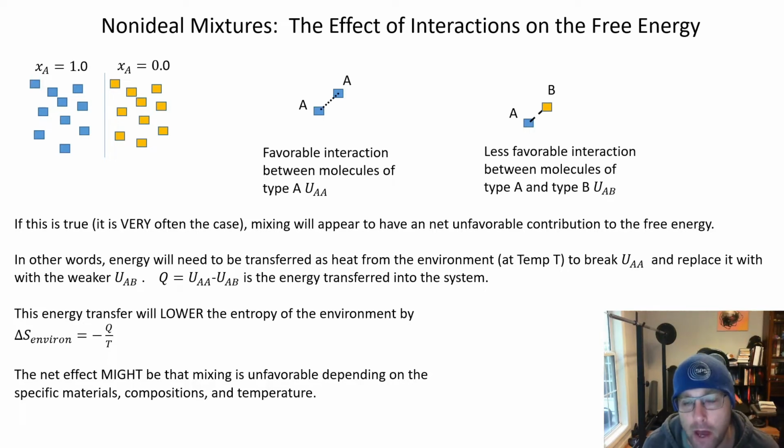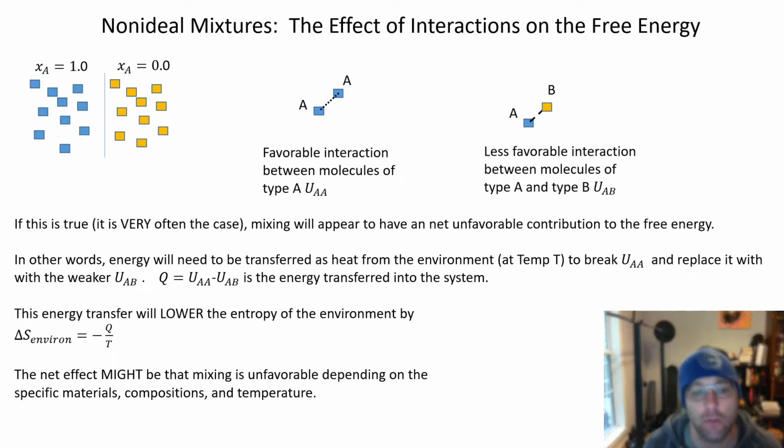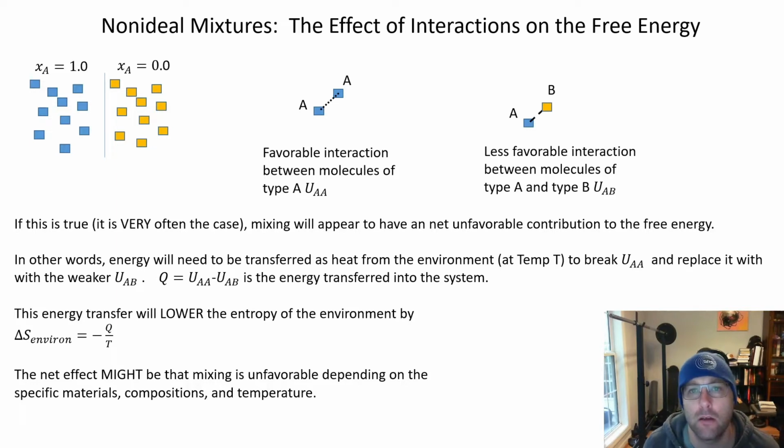And if that effect is bigger than the entropy increase of the system due to the entropy of mixing, mixing might be net unfavorable, right? It might lead to a net decrease in entropy of the whole universe, even though it's always increasing the entropy of the system.